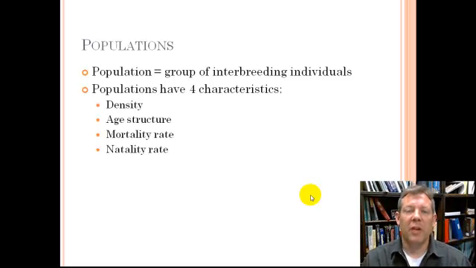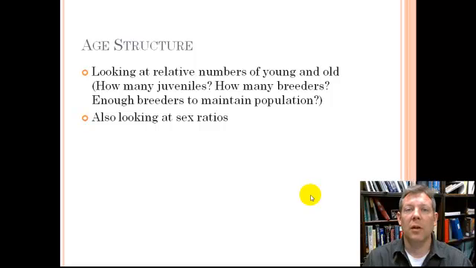You remember what a population is? We've talked about them. Sometimes we call populations stocks in fisheries. And we said they had four characteristics: a density, an age structure, a mortality rate, and a natality rate. And perhaps you could consider genetic structure another characteristic of populations. Last time we talked about CPUE and mark recapture as estimates of density. Now let's talk about the rest of the stuff, starting with age structure.